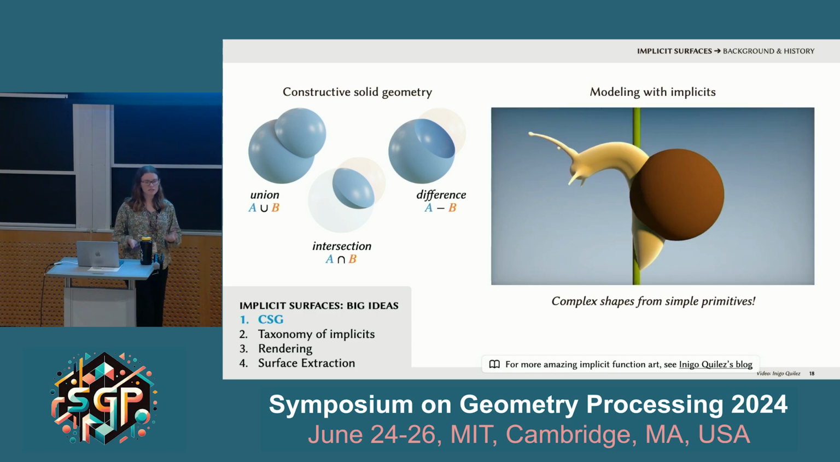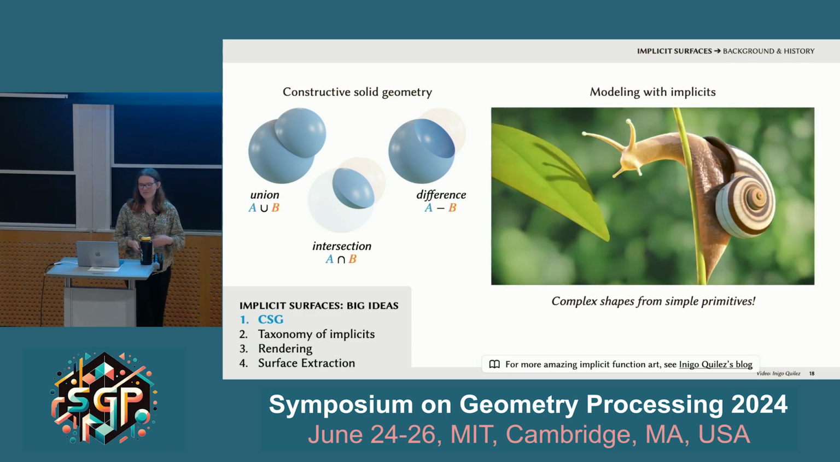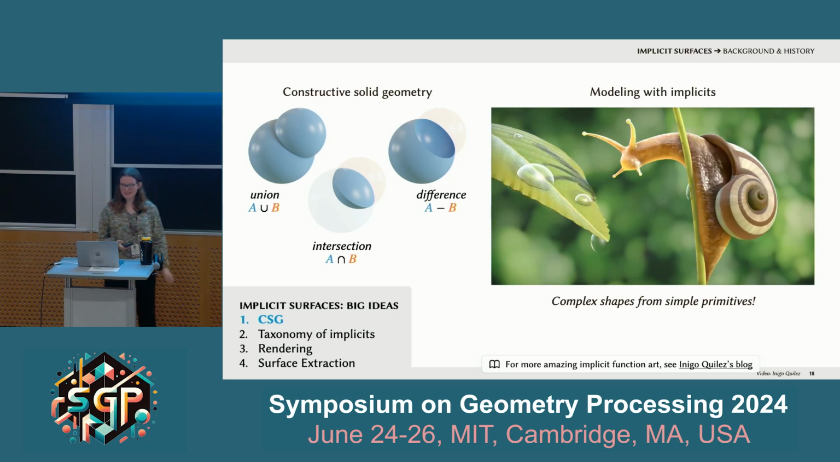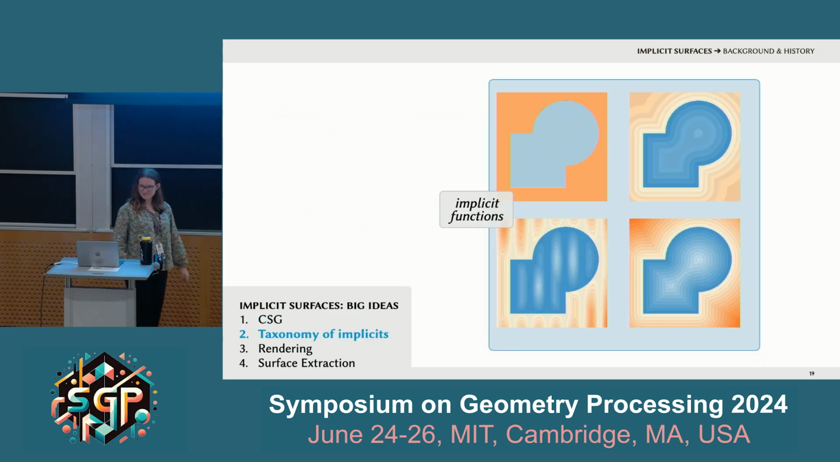CSG operations are really powerful because they let you model super complex objects just by taking compositions of primitives. For example, this amazing snail is modeled by Inigo Quilez out of implicit functions. And if you're interested in this SDF art, you should definitely check out his blog. It's very cool.